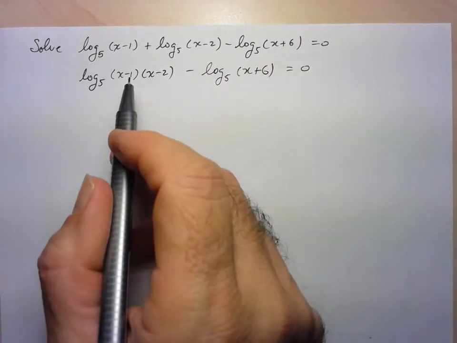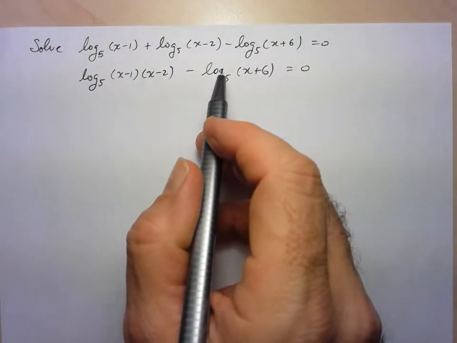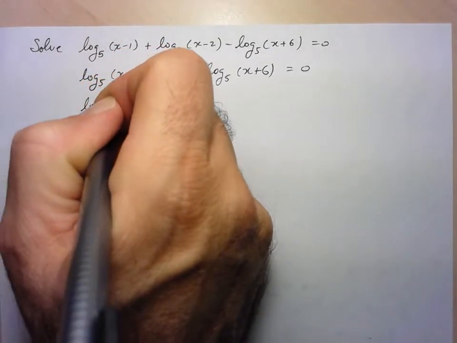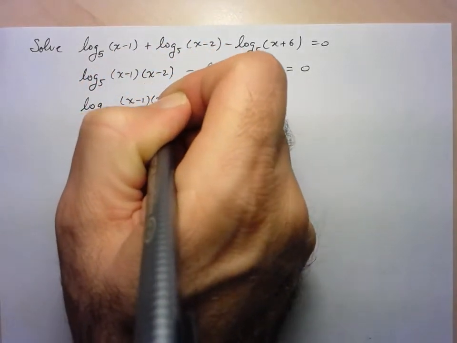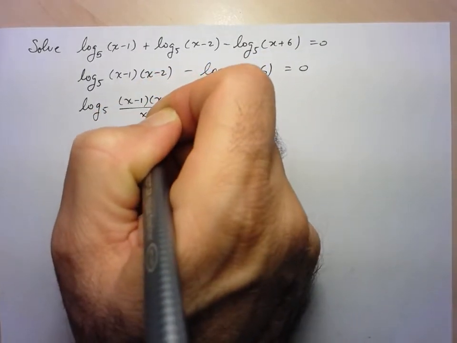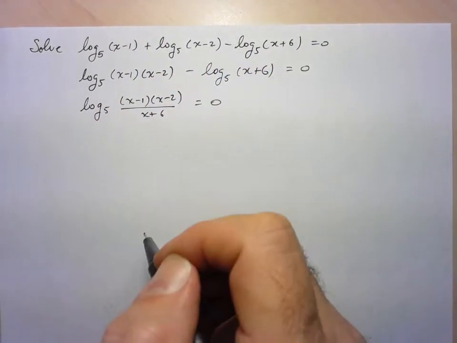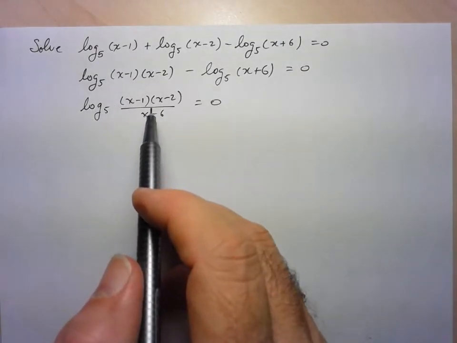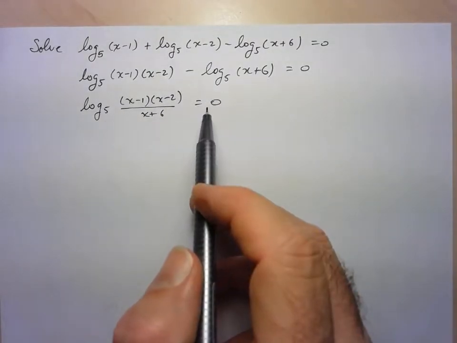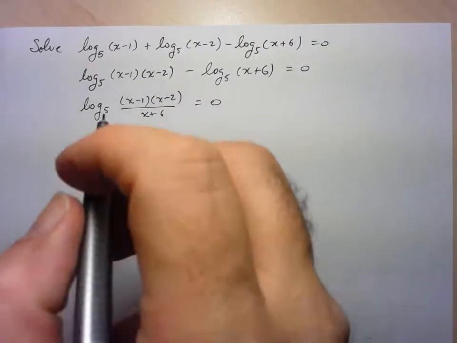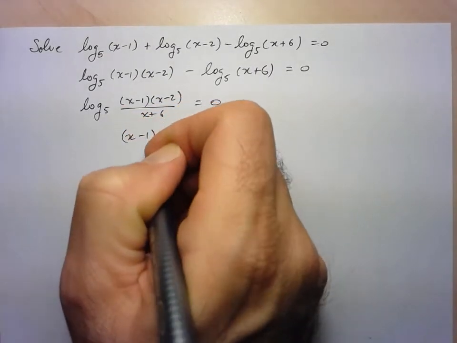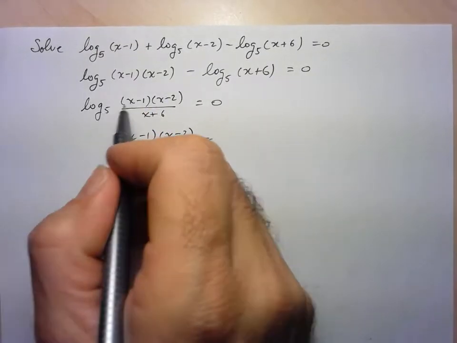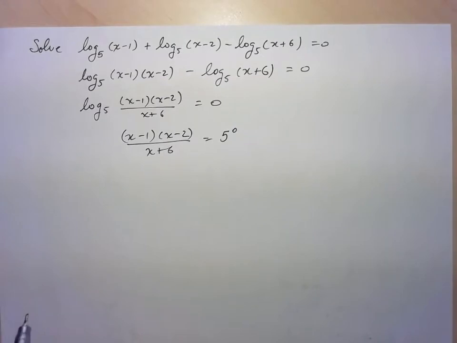All right, and so now I've got the difference of two logarithms, and that's equivalent to the logarithm of the quotient. So log base 5 of x minus 1 times x minus 2 divided by x plus 6, and that's equal to 0. Okay, and this is the format we're looking to find. One single logarithmic expression equal to some number, so now I can take this and rewrite it in exponential form. So we've got x minus 1 times x minus 2 over x plus 6 is equal to 5 exponent 0, which of course is 1.